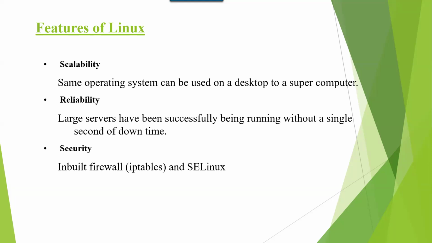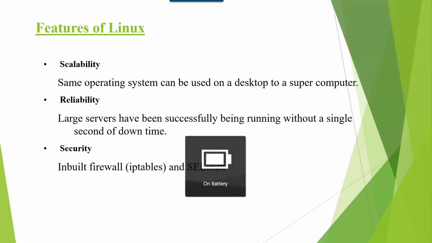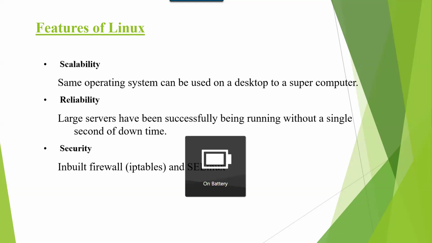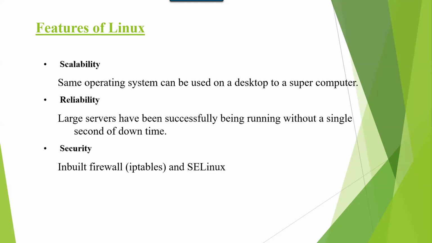Another reason is that there is virtual memory, swap memory, in Linux. Swap memory is used to increase the performance of RAM. While installing the operating system in Linux, we also create a swap partition. Swap is used to increase the speed of RAM. So that is also one reason why Linux is faster.